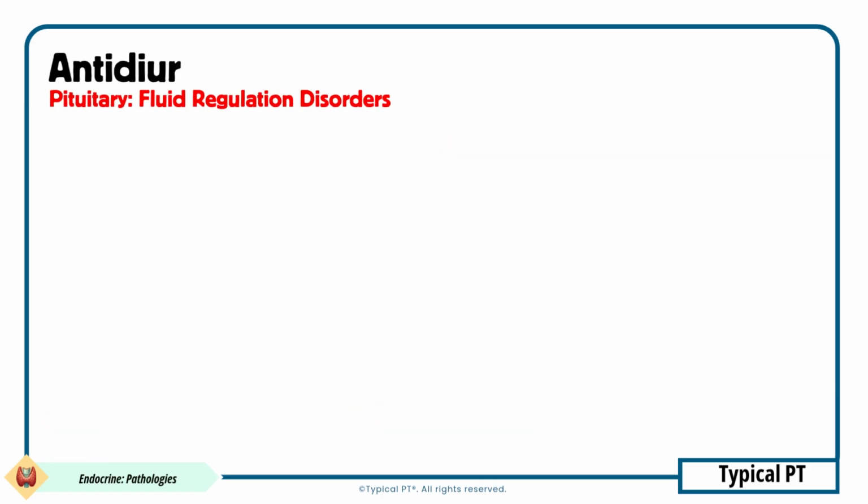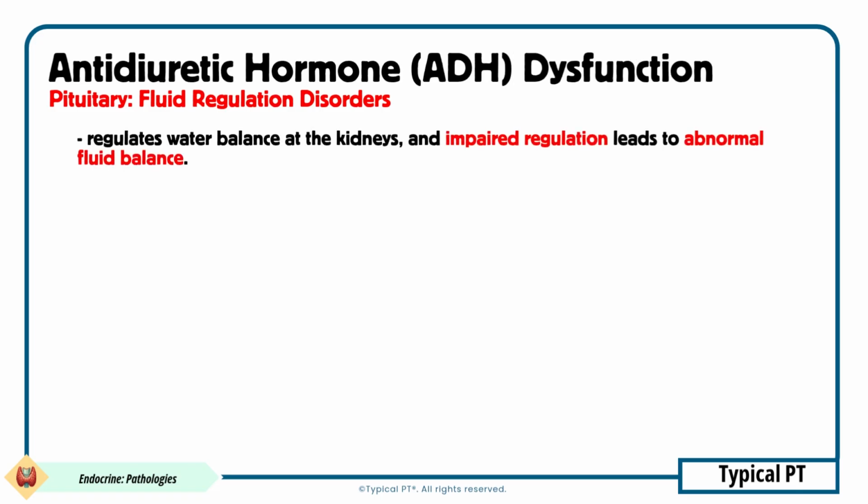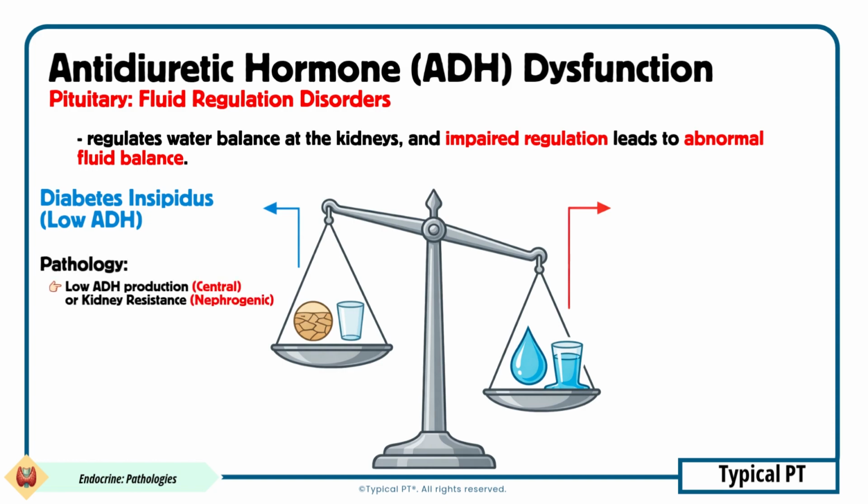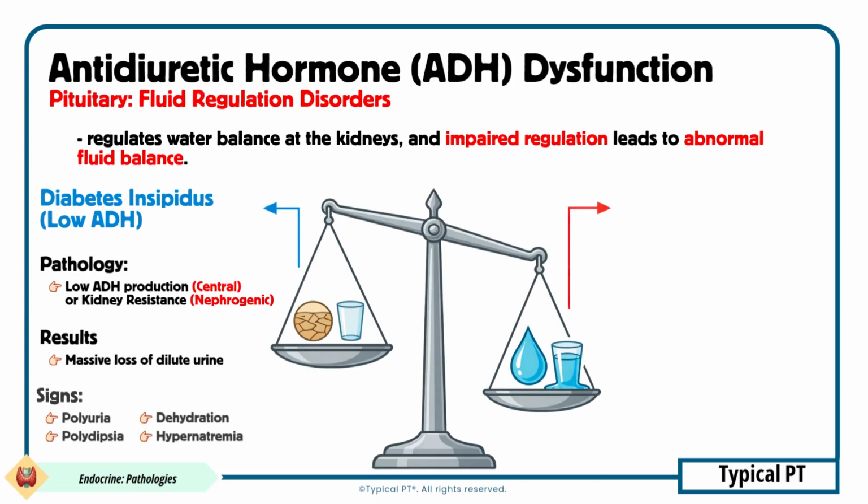The antidiuretic hormone, or ADH, regulates water balance at the kidneys, and impaired regulation leads to abnormal fluid balance. Diabetes insipidus develops when ADH is low or when the kidneys do not respond to it. The result is large amounts of dilute urine. Patients present with polyuria, polydipsia, dehydration, and hypernatremia.